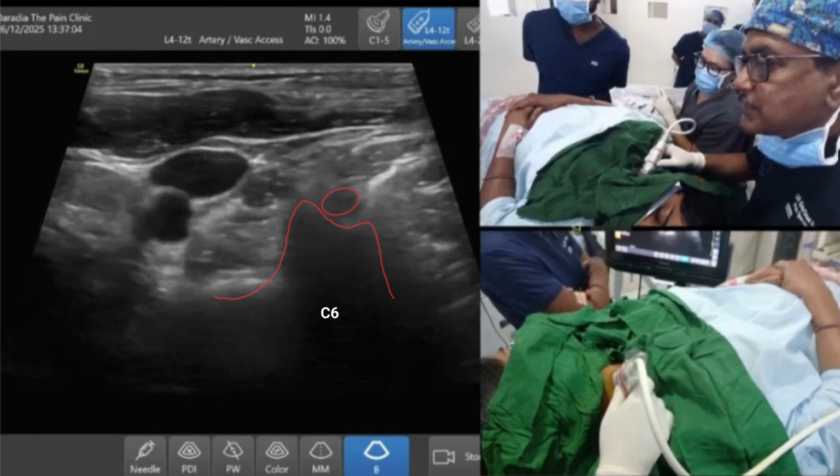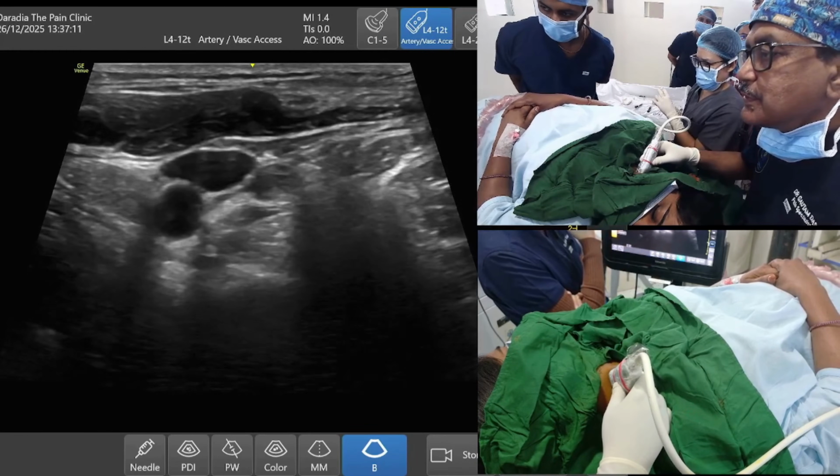Now we are at the level of the C6 vertebra, which has a prominent anterior tubercle. Here we will deposit the drugs just above the longus colli muscle. That is C6.